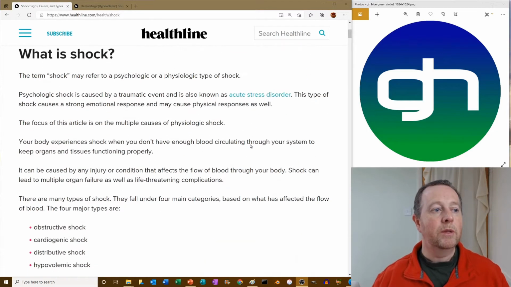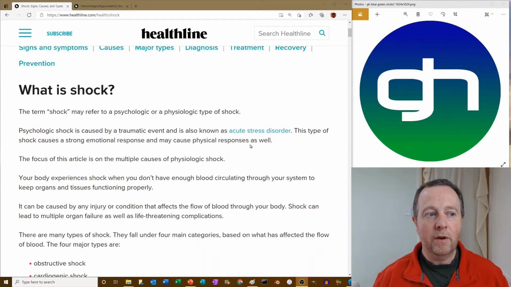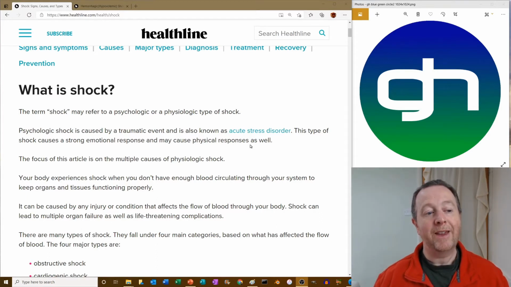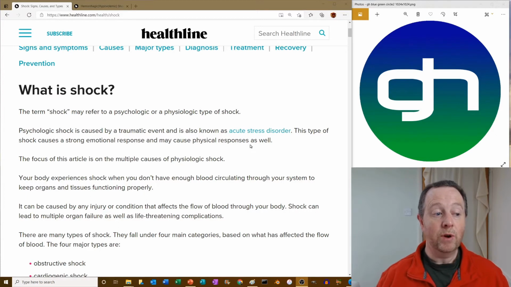So what is shock? The term shock may refer to psychological or physiologic types of shock. Psychologic shock is caused by a traumatic event and is also known as acute stress disorder. This type of shock causes a strong emotional response and may cause physical responses as well. Your body experiences shock when you don't have enough blood circulating through your system to keep organs and tissues functioning properly. It can be caused by any injury or condition that affects the flow of blood through your body. Shock can lead to multiple organ failure as well as life-threatening complications.